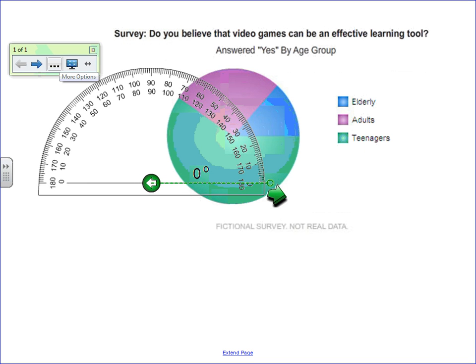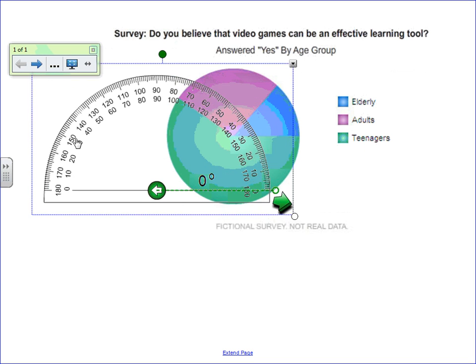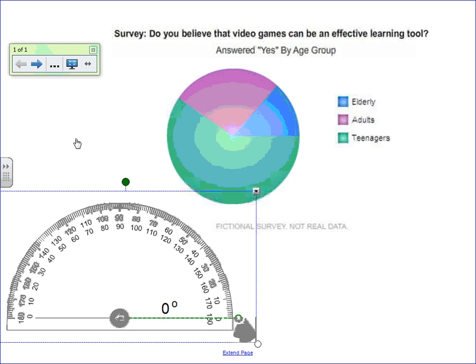It's been a while. Anyway, here we have a protractor. This little survey is: do you believe that video games can be an effective learning tool? Let's make a little survey. Who thinks video games can be an effective learning tool?